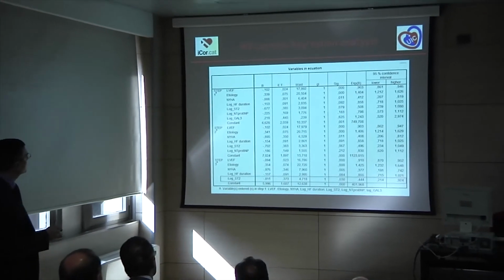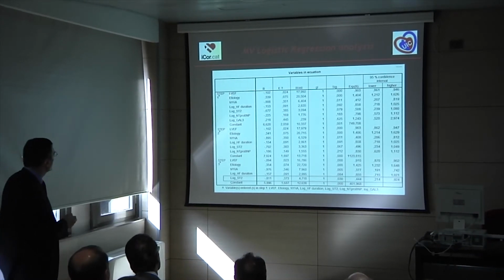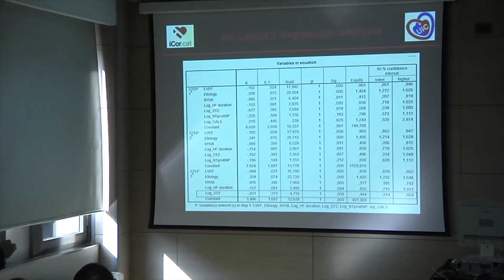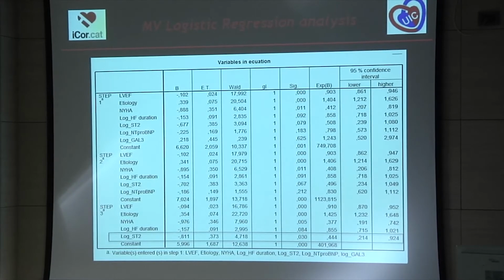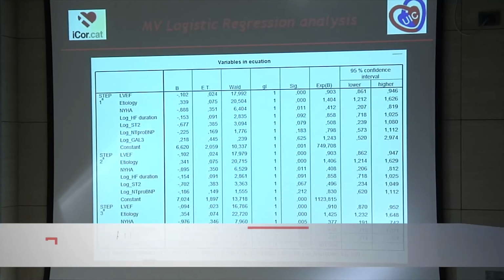When we put all these variables in a logistic regression analysis, ejection fraction, etiology, New York Heart Association class, duration of heart failure, ST2, proBNP, and GAL3, and we go step by step, at the end, the only biomarker that stands up is ST2, along with heart failure duration, New York Heart Association class, etiology, and ejection fraction. So it appears that ST2 may be a good biomarker to identify the subgroup of patients that eventually, during 1 year of follow-up, are going to increase ejection fraction, as opposed to those that are not, and are therefore at very high risk of developing events.